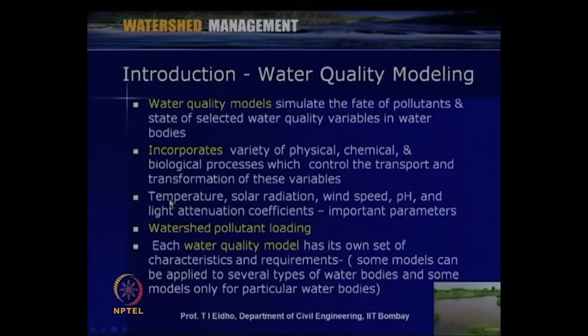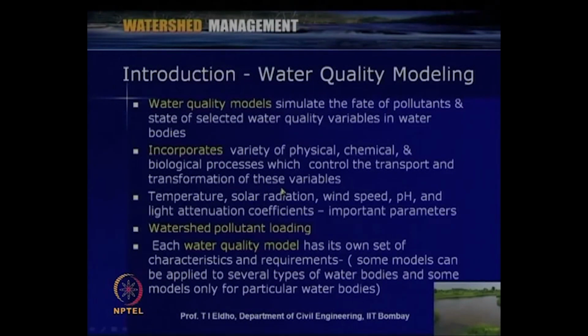Various parameters like temperature, solar radiation, wind speeds, pH, and light attenuation coefficients can control the contaminant or pollutant movement within surface water or groundwater in a watershed. So, we have to see the pollutant loading within the watershed: how much pollution there is and which direction it is moving within the surface water or groundwater. Each water quality model has its own set of characteristics and requirements.